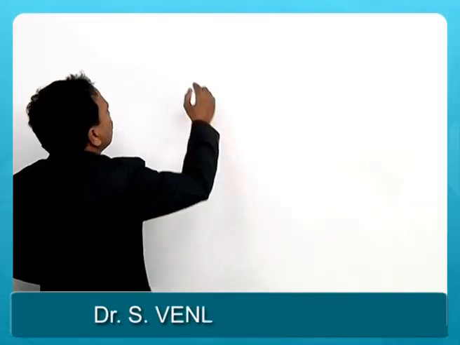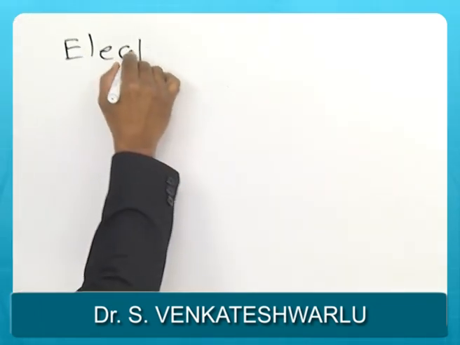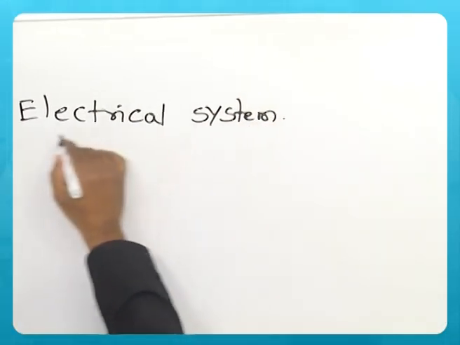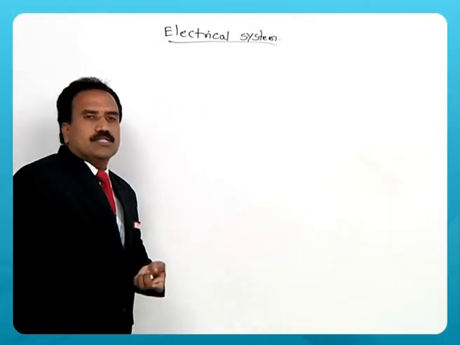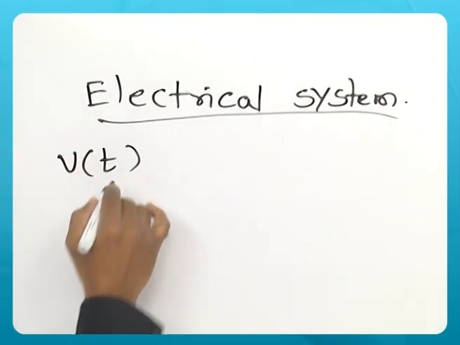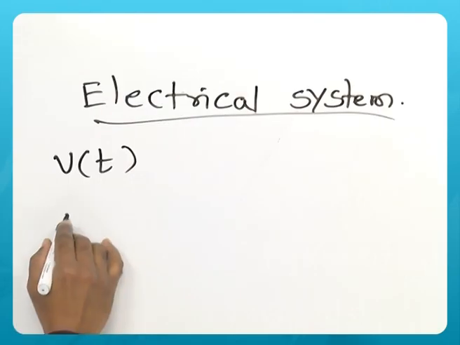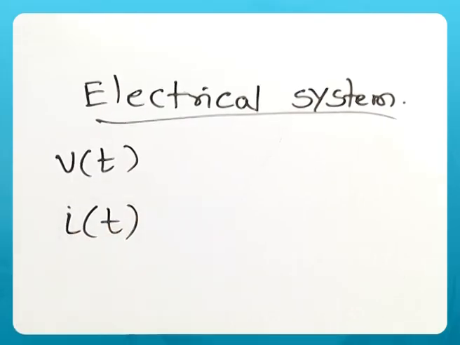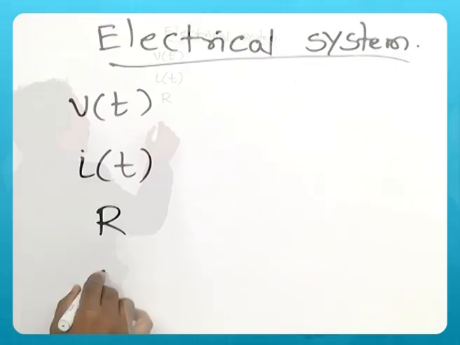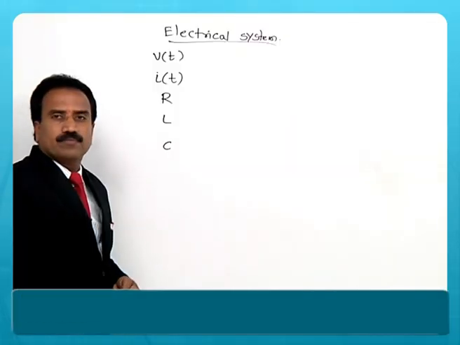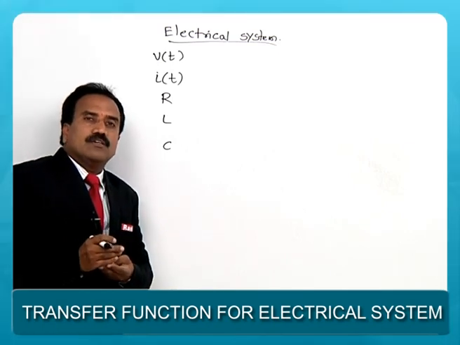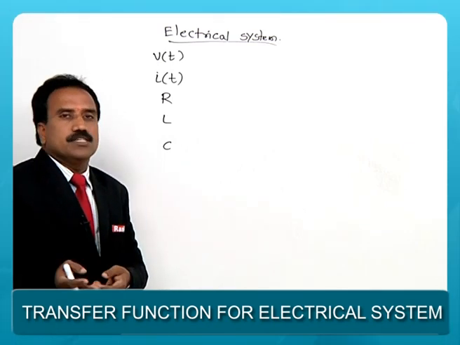So when it comes to an electrical system, what are the components that appear in it? As I said, it may be a voltage source, it may be a current source, a function of time, then it may be a passive element R, L and C. So for a transfer function, you need to apply the Laplace transform to any system.